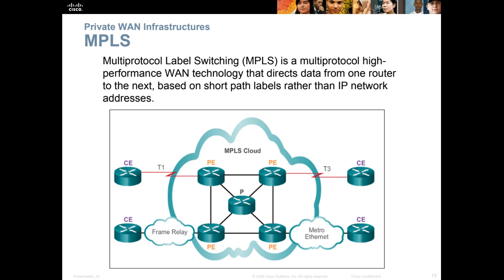MPLS is also a private WAN infrastructure. It is Multi-Protocol Label Switching. It is a multi-protocol high performance technology, by the way, that directs data from one router to the next based on short path labels rather than IP network addresses. So we are using labels to make the routing faster. So you look here, we have the MPLS network.